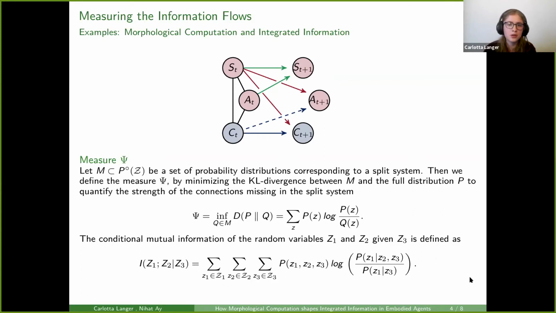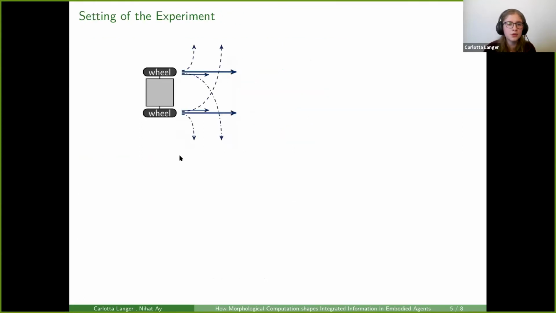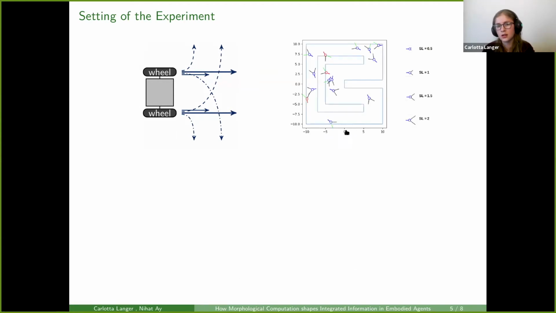So now I'm going to present the toy example or experiments that we did. We can think of the robots or agents as behaving something like this here on the left. So we have 2 wheels. These wheels can either spin fast or slow. So we have 4 movements: fast forward, slow forward, left or right. And they are not able to stop.